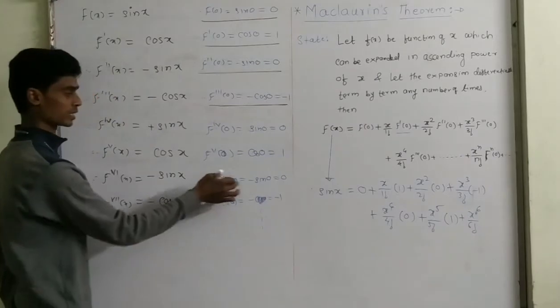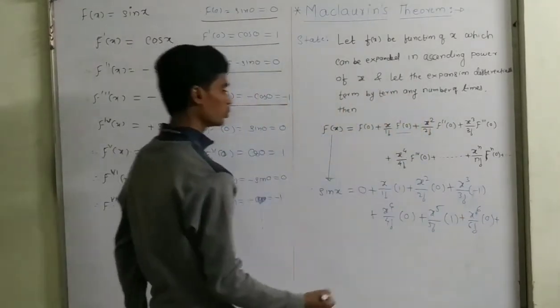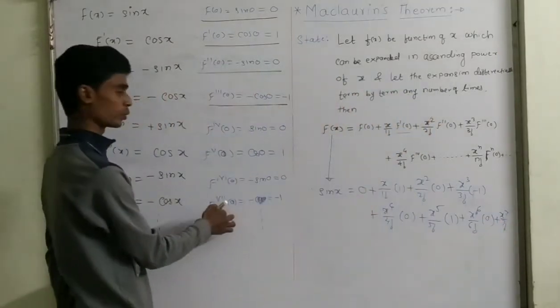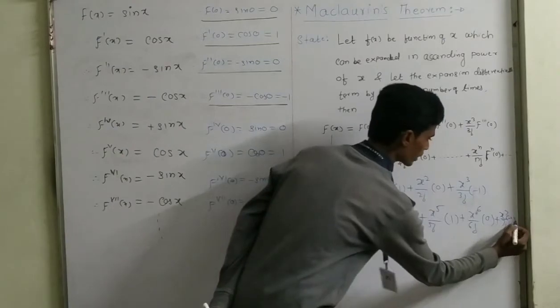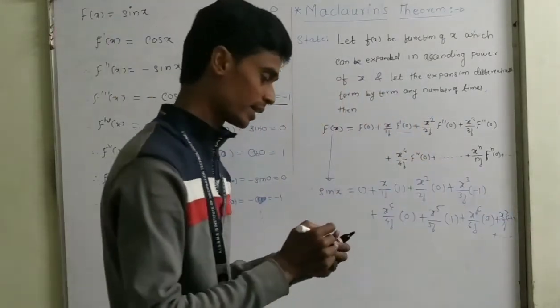F6 derivative is 0 again. So putting 0 plus x raised to 7 upon 7 factorial. F7 derivative is minus 1. So minus 1 here, and plus so on. Clear? Now I just simplify it and write down the values.